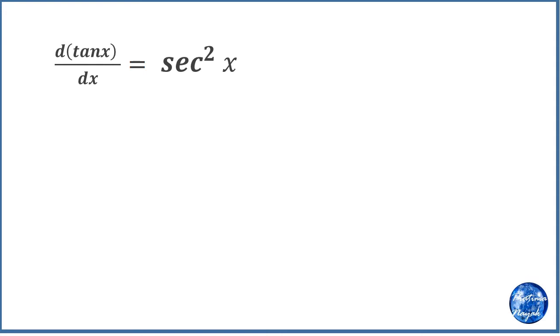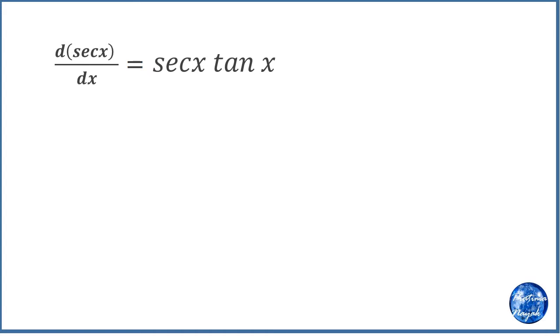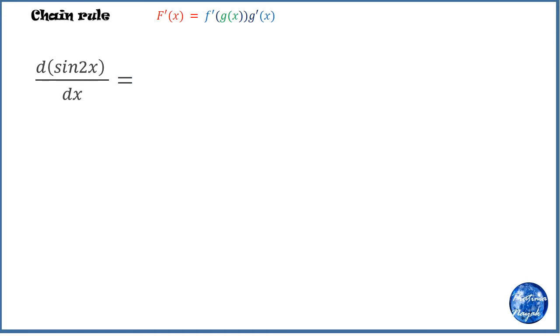Tan x derivative is sec square x. Cot x is equal to minus cosec square x. Cosec x is equal to minus cosec x cot x. Sec x is equal to sec x tan x. So with this knowledge, now let us start using chain rule.